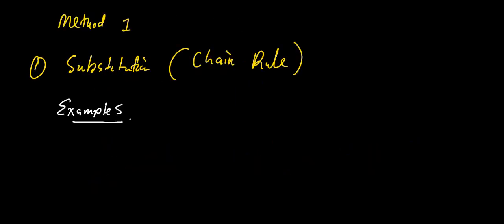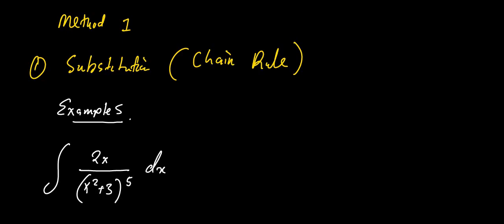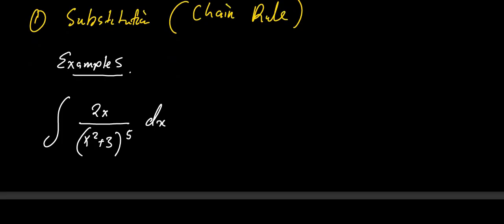The first one, I'll give you something that looks like this: the integral of 2x, x squared plus 3, to the power 5, then we have dx. So we're going to let the part that has a bigger power be our u. So this is also called u substitution. So we let u be equal to the x squared plus the 3.